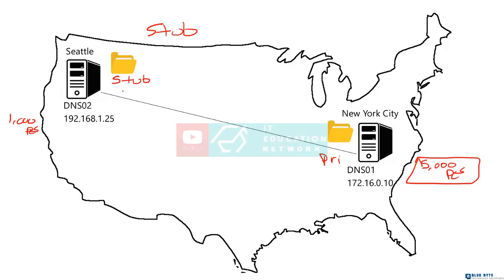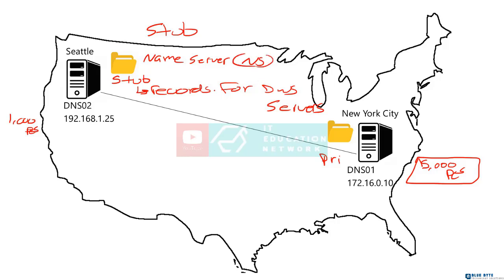The way a stub zone works, I will not have a copy of the entire zone. In the stub zone, I will only have records for DNS servers. Now let's pretend in New York City, if we have 15,000 computers, this location's big enough that we're going to have more than one DNS server in New York City. The only thing the stub zone would have in it would be records that list all the DNS servers in New York City. Now, those records are actually called name server, or NS records is what they're actually named.